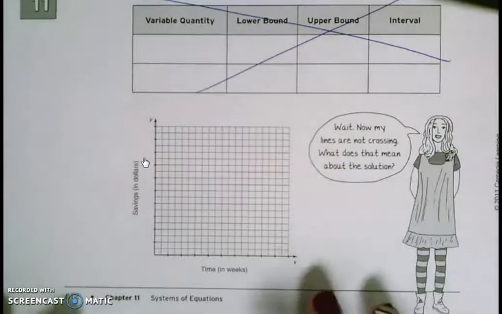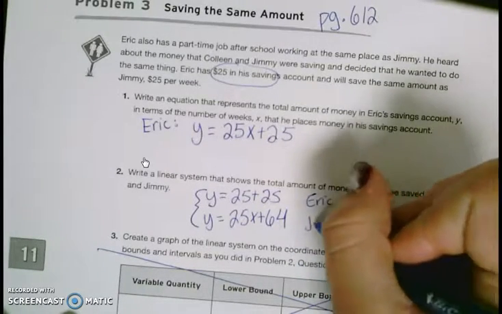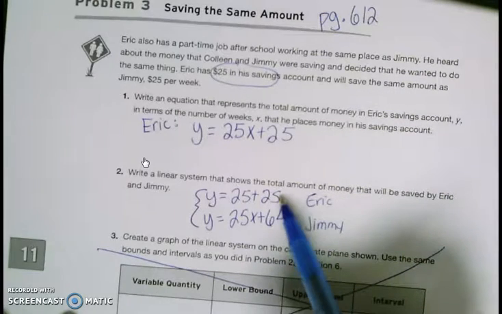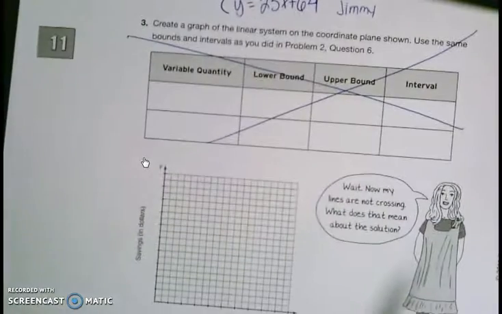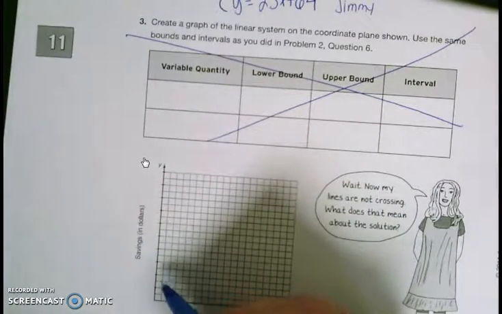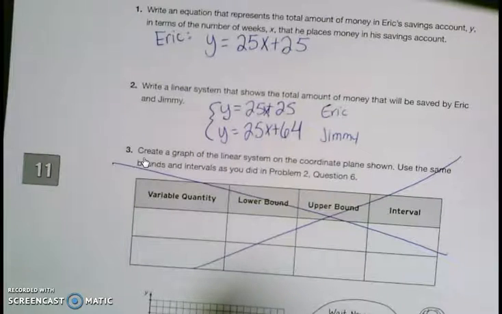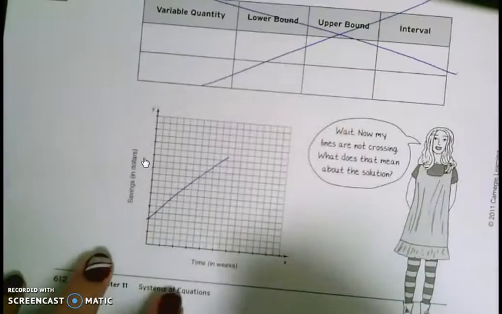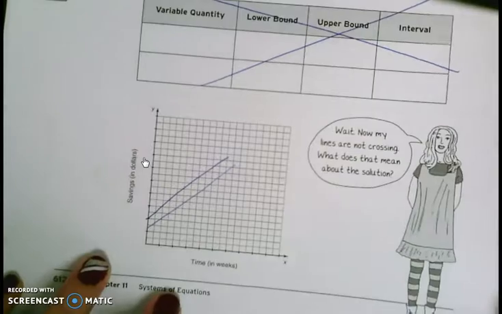But we're going to have Eric. If you look back up at your equations, this one's Eric, and this one is Jimmy. We know that Eric has a y-intercept of 25, and that Jimmy has a y-intercept of 64. When we graph them, we know that their slope is going to be the same, and hopefully by now you know that if their slope's the same, they're going to be parallel, and we'll just have one of them starting a little bit higher than the other because their y-intercepts are different. After we've done a light sketch of those, go ahead and flip to the next page.